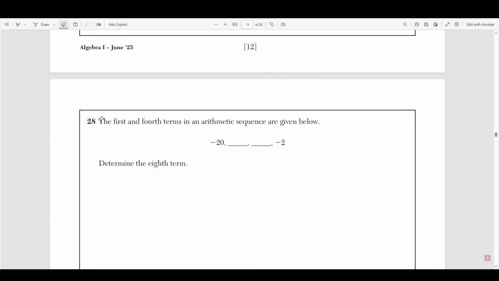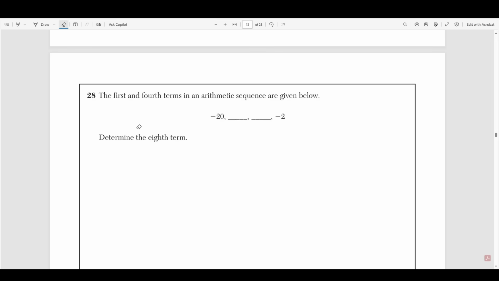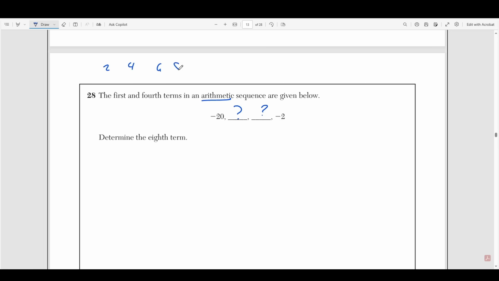All right, so number 28 says the first and fourth terms in an arithmetic sequence are given below, okay? So we have negative 20, then an unknown term, then another unknown term, then negative 2. And they want us to determine the 8th term. So here's the thing. An arithmetic sequence is just a list of numbers that are related by a certain rule. So for example, 2, 4, 6, 8, 10, that's an arithmetic sequence because they follow a common rule. The rule is to get to the next term, add 2 to the last one.